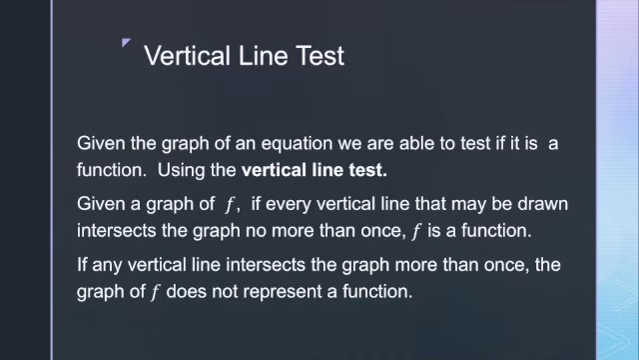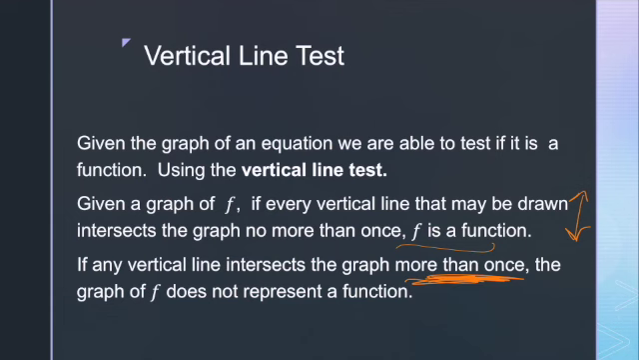When I'm given a graph of a function, or what I think might be a function, I can test this using the vertical line test. Given a graph of f, if every vertical line that can be drawn, vertical meaning up and down, intersects the graph no more than once, then f is a function. If any vertical line intersects the graph more than once, so an x has more than one y value, the graph of f of x does not represent a function.